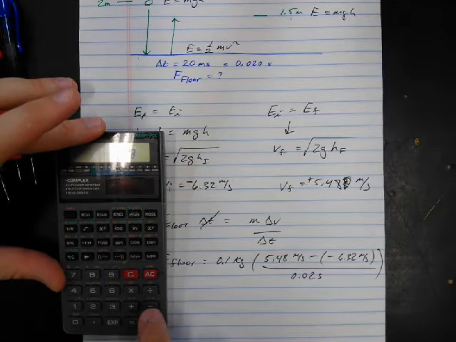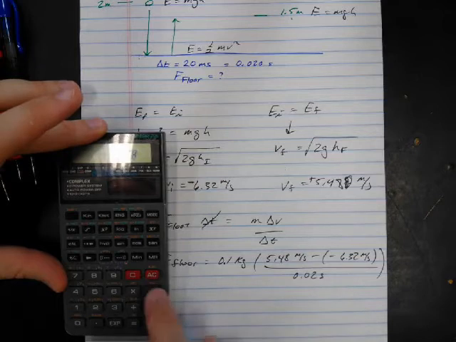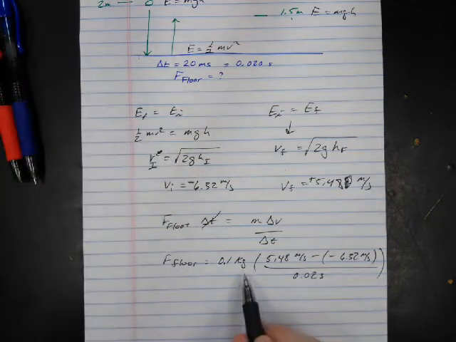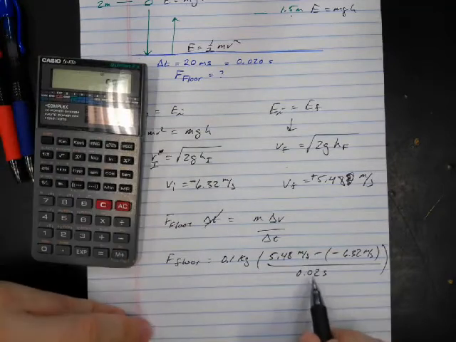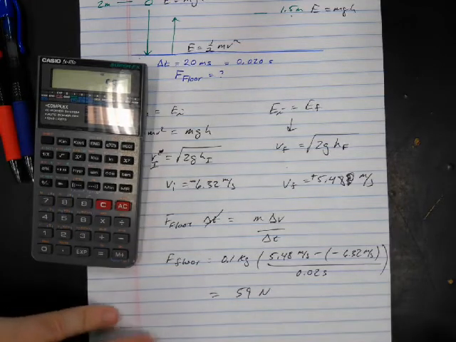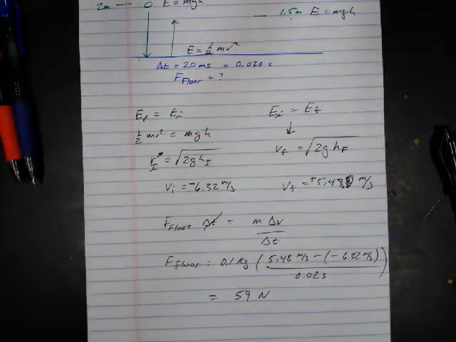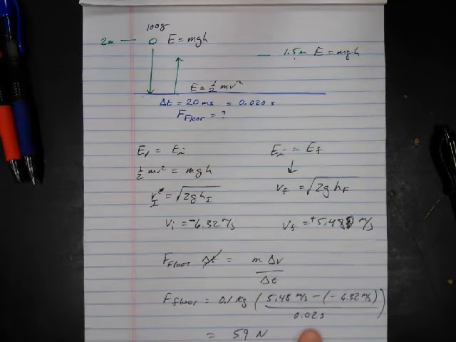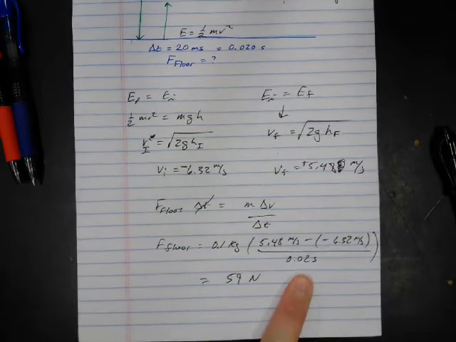Now we plug and chug, do the work. 5.48 minus 6.32 negative, big number, divided by 0.02, and times 0.1 is, what we get out of this, we have kilograms meters per second, that's newtons. We get 59 newtons. So I'm doing it like this. There's obviously ways that could be simpler. You could find acceleration. Effectively, that's what we're doing. That's the stuff in the parentheses here.